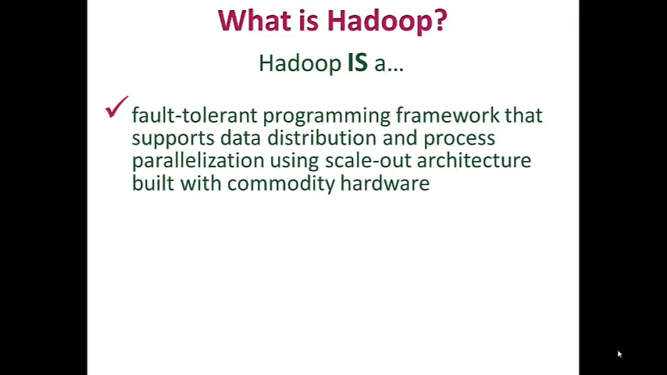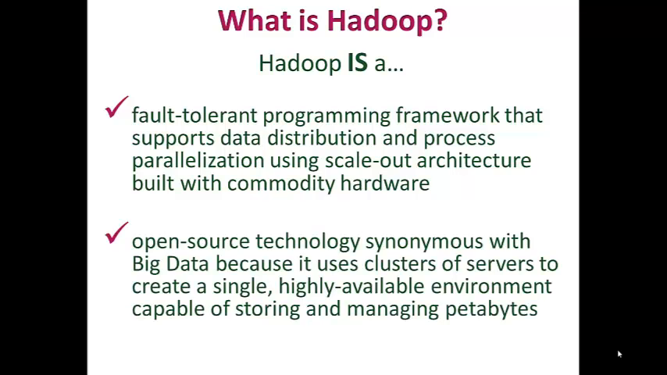So how can we sum up what Hadoop is? Here's a shot at a couple of definitions. Hadoop is a fault-tolerant programming framework that supports data distribution and process parallelization using a scale-out architecture that's built with cost-effective commodity hardware. Hadoop is an open-source data processing technology credited for catalyzing the big data movement because it takes advantage of large clusters of industry-standard servers to create a single, highly available environment capable of storing and managing petabytes of data.